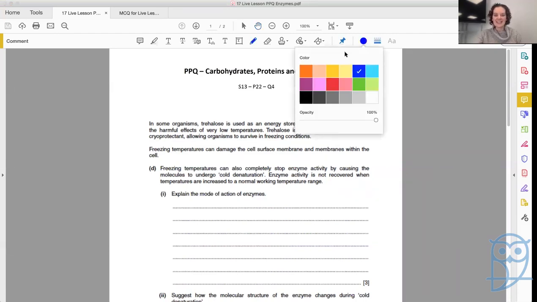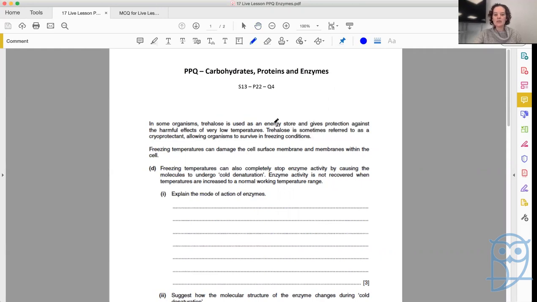It is that in some organisms, trehalose is used as an energy store and gives protection against the harmful effects of very low temperatures. So trehalose was one of the molecules we identified. Trehalose is sometimes referred to as a cryoprotectant, so protecting from freezing, allowing organisms to survive in freezing conditions. So freezing temperatures can damage the cell surface membrane and membranes within the cell. So first off, we considered what's the importance of the cell membrane, and what does it do, so why do we need it?